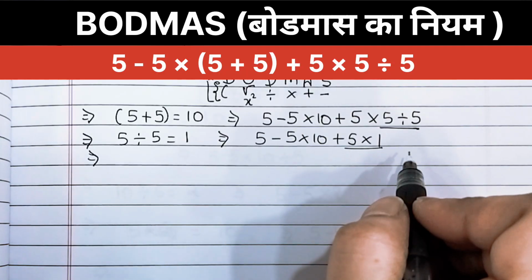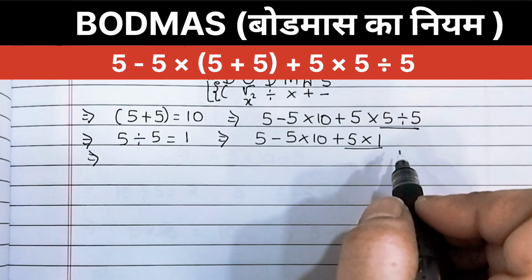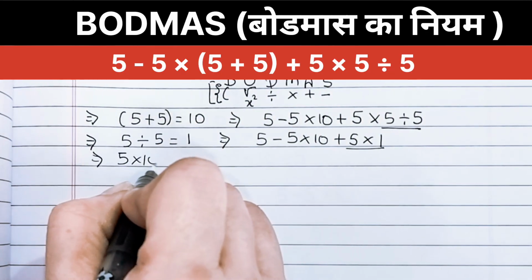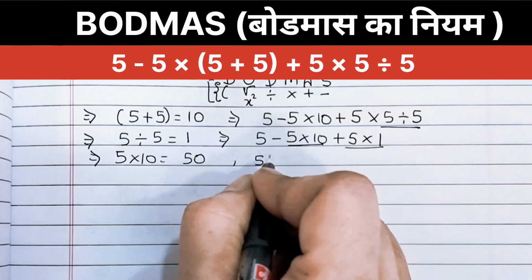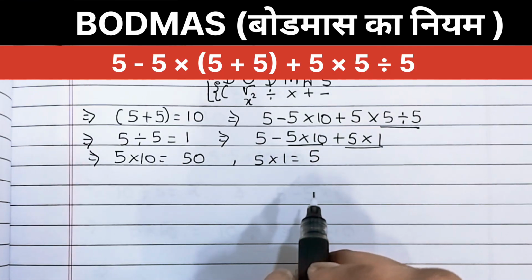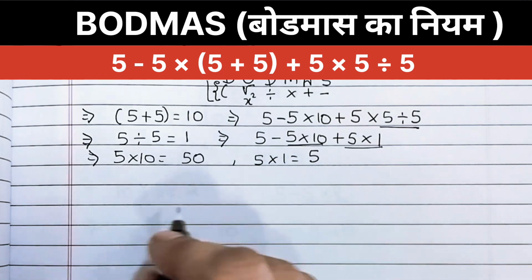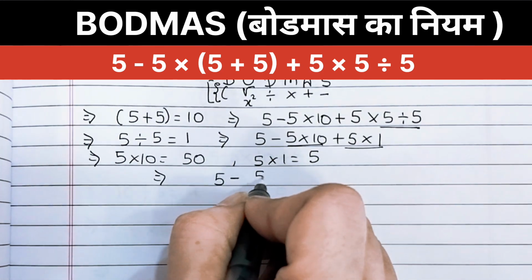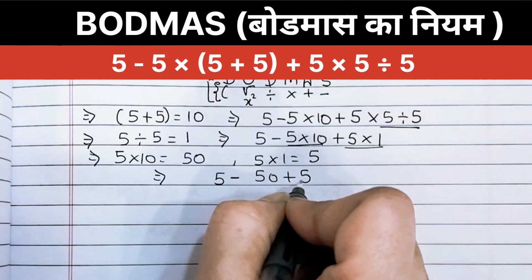Step 3, multiplication. Now perform the multiplication from left to right. First multiply 5 into 10, that is 50, and then 5 into 1, it will become 5. According to this, multiplication is the next priority in the sequence after division. So now the equation becomes 5 minus 50 plus 5.